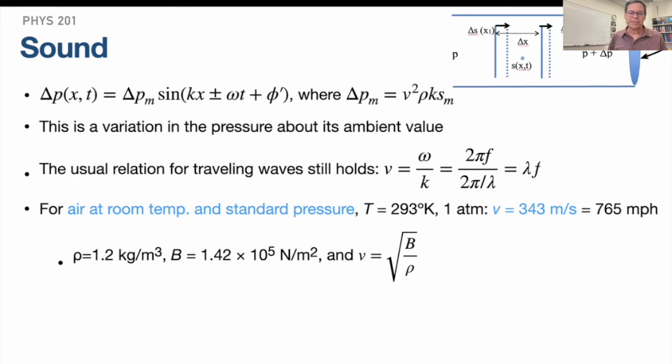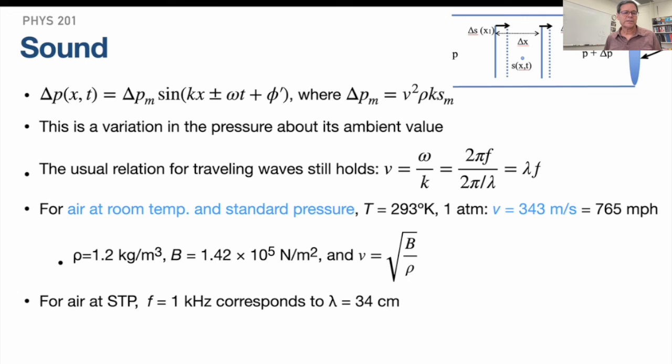Now, the way we get that speed of 343 meters per second is we can take this formula that predicted that the speed was the square root of the bulk modulus over the mass density rho. For air at STP, standard temperature and pressure, rho is 1.2 kilograms per cubic meter, and the bulk modulus was 1.42 times 10 to the 5th newtons per square meter. And using that formula, that's how we get that.